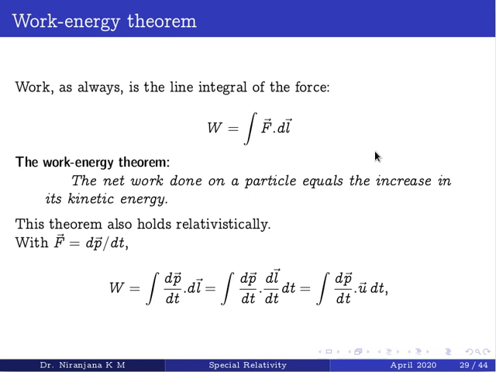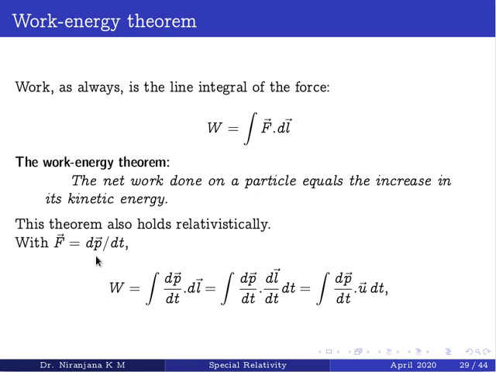And from where does this kinetic energy come? The claim is that that kinetic energy is nothing but the work done by the force. The work done by the force is going to express itself as kinetic energy in the particle. So now, by using this theorem, we will try to deduce expressions for kinetic energy in relativity. And this work energy theorem also holds relativistically.